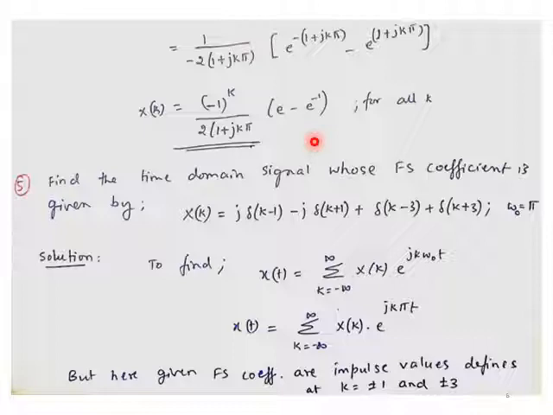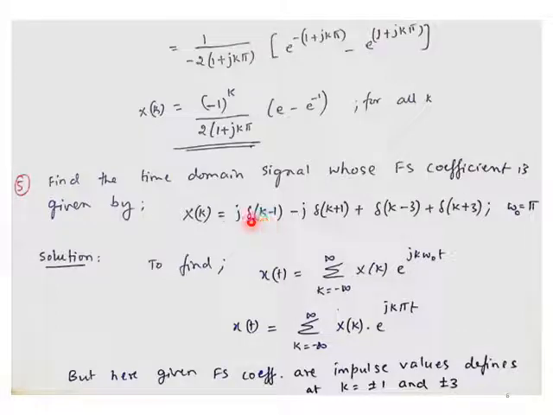So the next problem is a statement like this. Find the time domain signal whose Fourier coefficient is given by X[k] is equal to j delta[k minus 1] minus j delta[k plus 1] plus delta[k minus 3] plus delta[k plus 3], where omega naught is equal to pi.